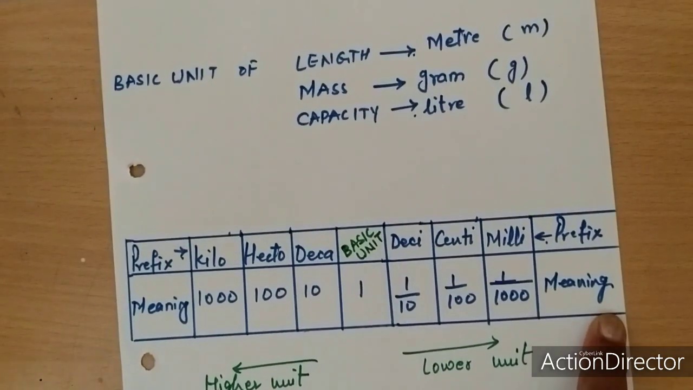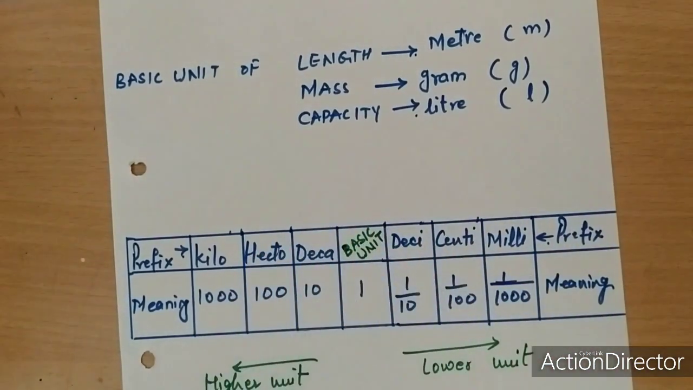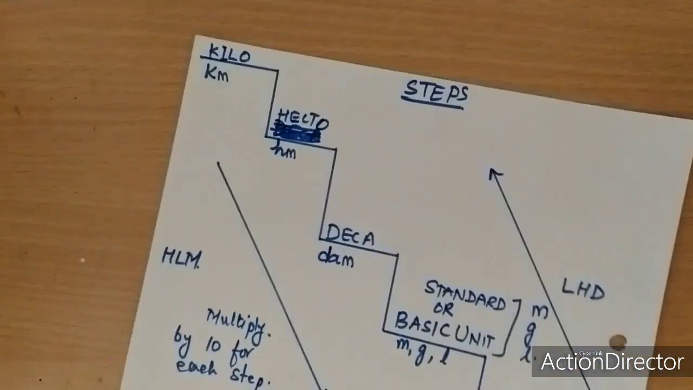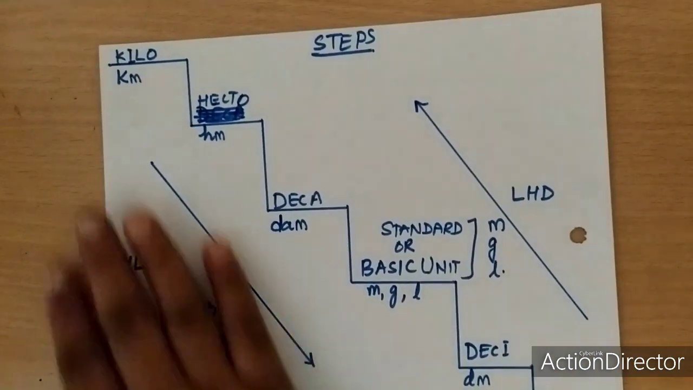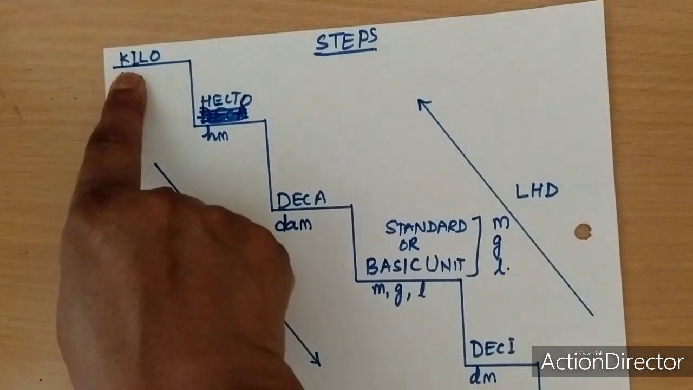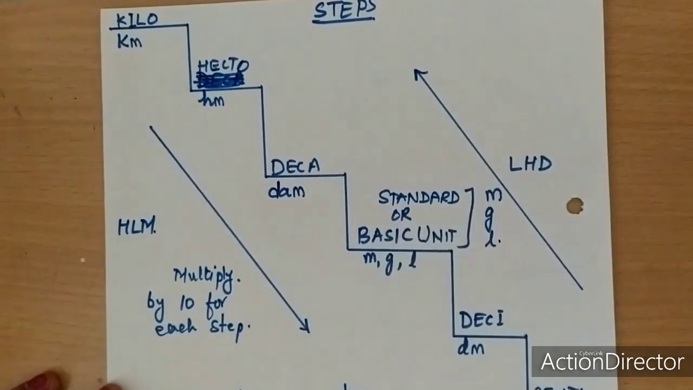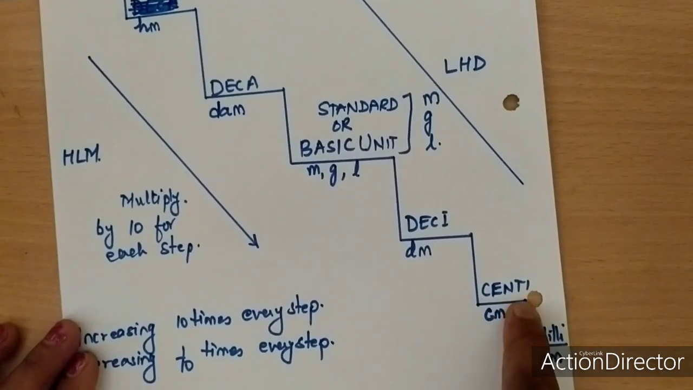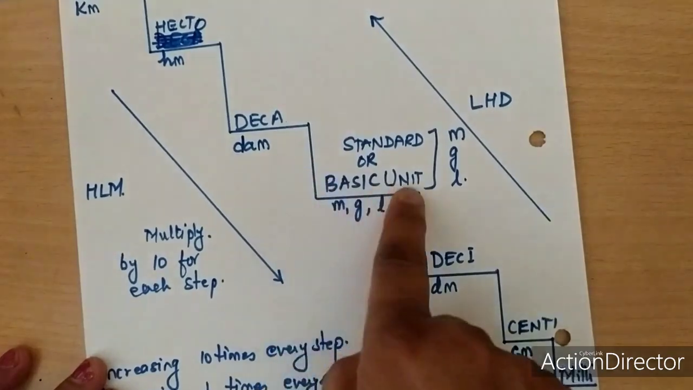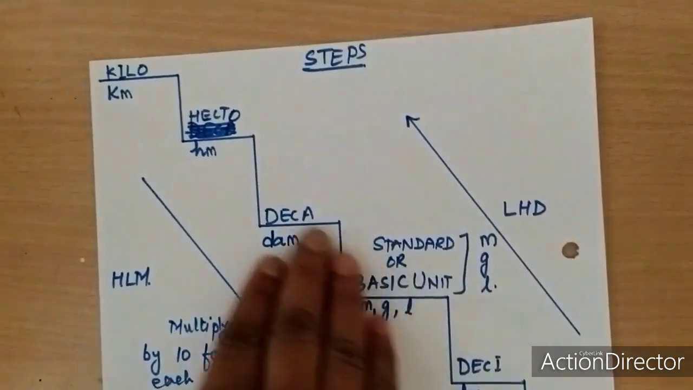Now see, when you change this tabular form into the stair form, that means steps, at that time you should learn. Now see, I change that particular table into the stair form. At the top, kilo. Next, hecto, then deca, then the basic unit or we can say standard unit, then deci, then centi and at last milli. So what you are going to see, this basic unit or the standard unit step is in the middle. After this 3 steps and above this 3 steps.